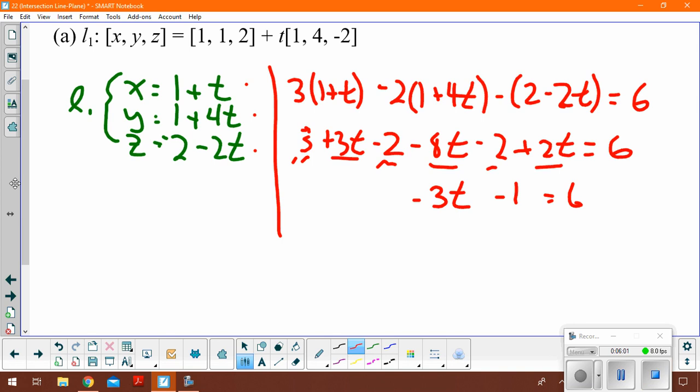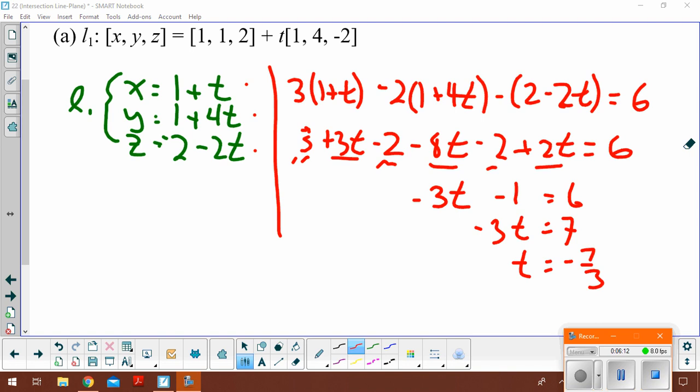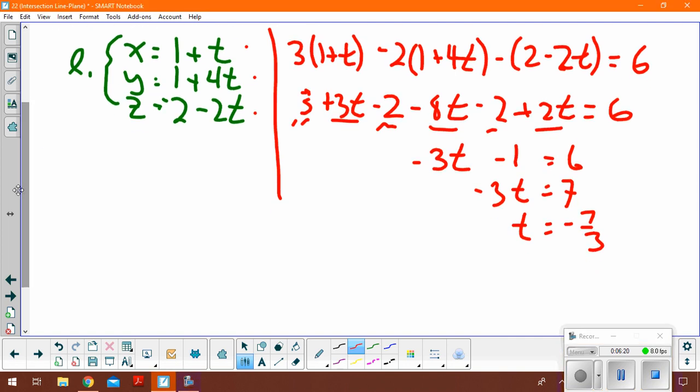So I bring the 1 over, negative 3t is equal to 7. And so t is negative 7/3. Now that I have my value for t, I'm going to go back to my parametric form of the equation and use that to figure out x, y, and z. Okay, so now I have x is equal to 1 plus t, which is negative 7/3.